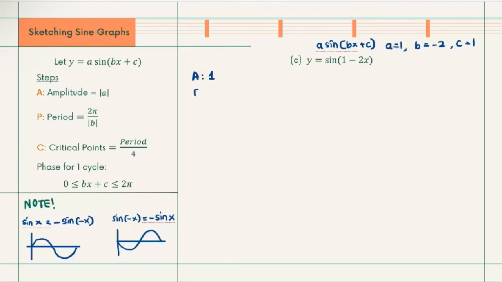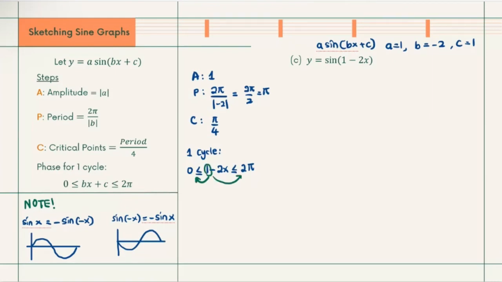Okay, and then kita cari period dia. Period dia adalah 2 pi over magnitude of negative 2. Magnitude lagi, sorry. Apa tadi? Modulus. Okay, so 2 pi divided by 2. So dapatlah pi. Okay, and then C, our critical point adalah pi over 4 sebab period over 4. And then for one cycle, so antara 0, bx kita adalah 1 minus 2x until 2 pi. Okay, so let's rearrange. Kita pindahkan 1 dahulu.